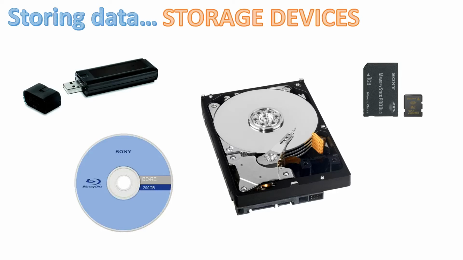We've got the hard drive, which is found in most computers that you come across. Some of them are like the one on the screen, some of them are solid state, which means they are really fast because they've got no moving bits. You've got SD cards, which you find in cameras and phones, and you've got Blu-ray, DVD and CDs.